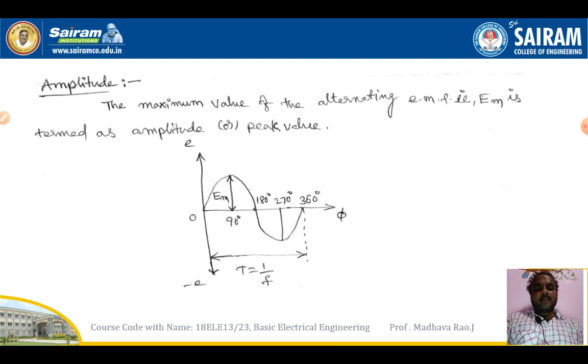What is meant by amplitude? The maximum value of alternating EMF, denoted by Em, is termed as amplitude or peak value. We can observe the below waveform. Em is the amplitude of the waveform. So the maximum value of the alternating EMF is known as amplitude.